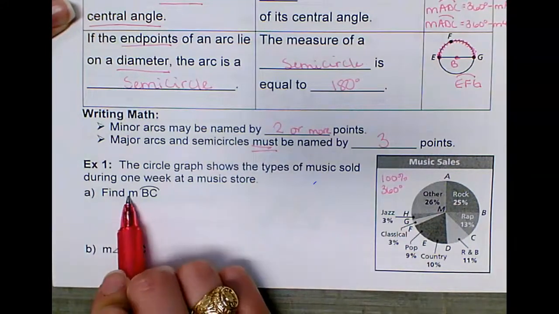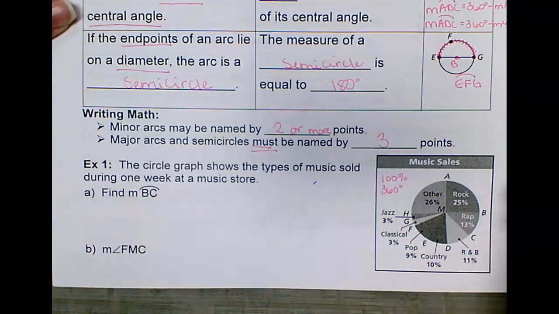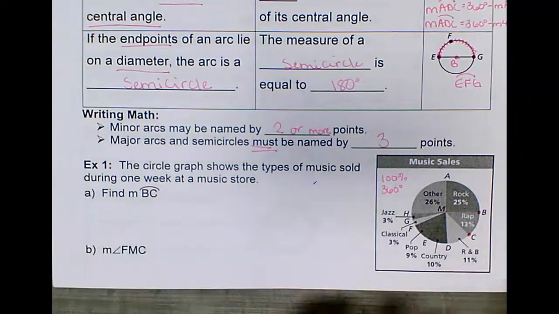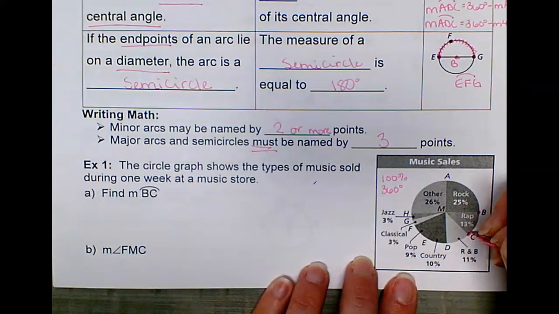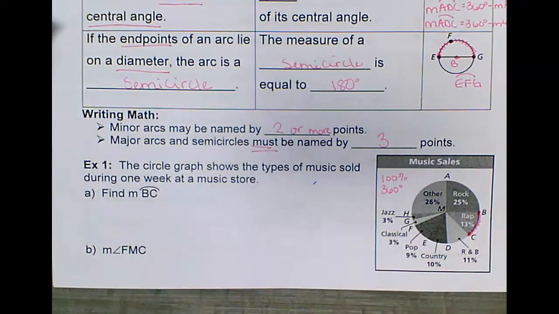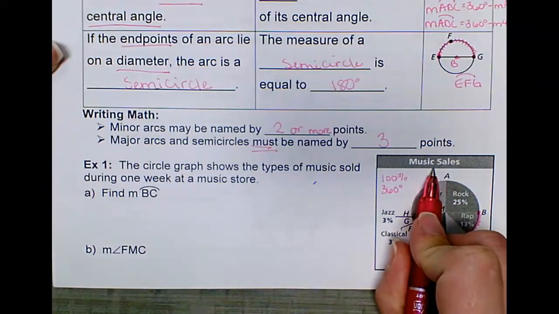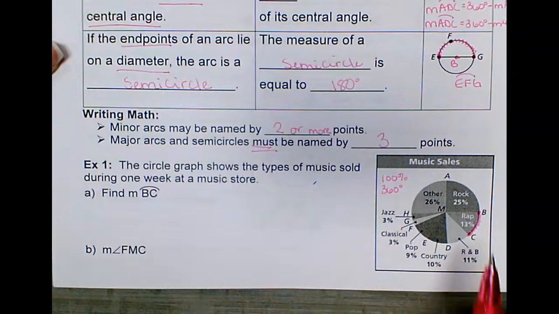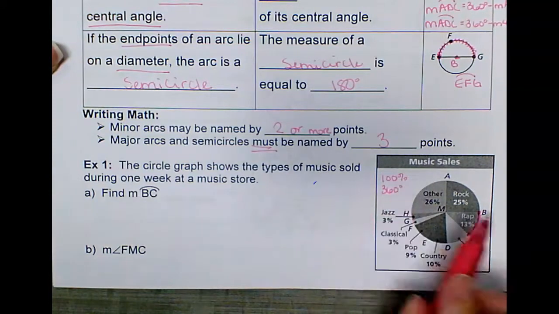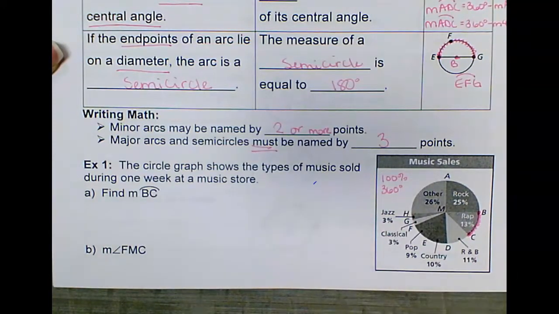If I'm finding the measure of arc BC, let's go find points B and C. Here they are. And then the arc is points B and C and all the points in between. So there is arc BC. Notice that arc BC is right where the wrap wedge is. And wrap makes up 13% of the music sales at the store. So I need to convert 13% to an amount of degrees in that circle.